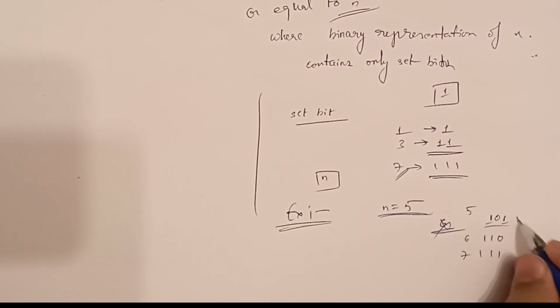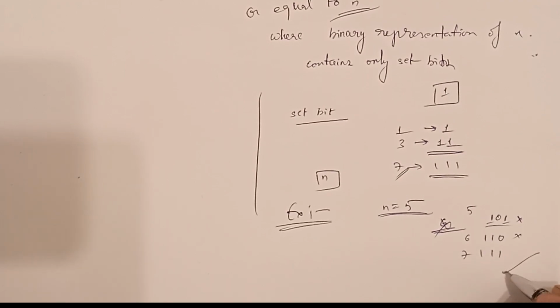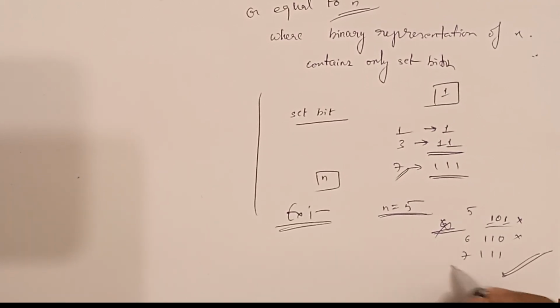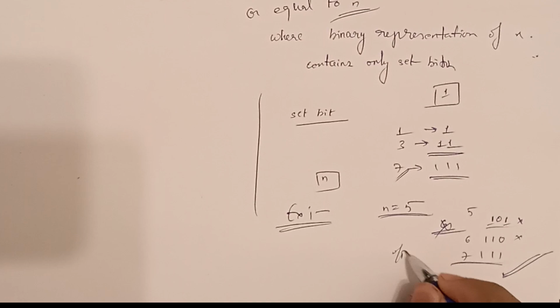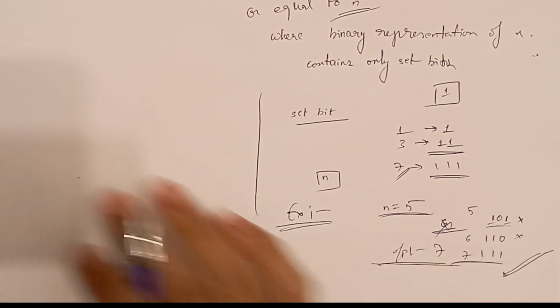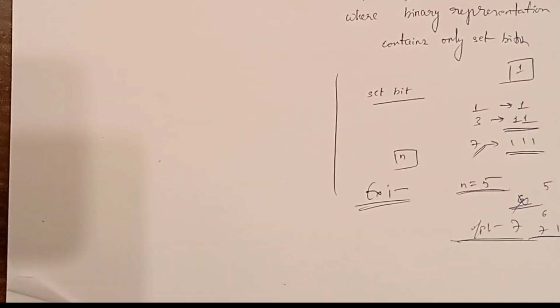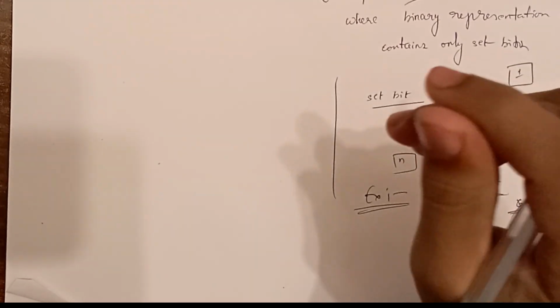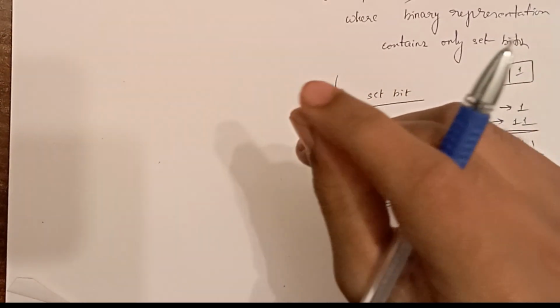Now 6 doesn't contain all set bits, but this 7 contains all set bits, so we will return 7 as the output. So in this way we need to know whether a number is having all set bits or not.